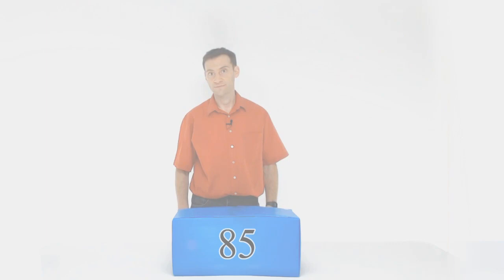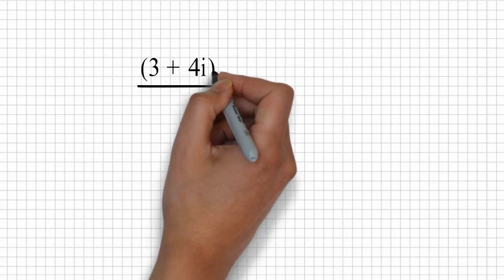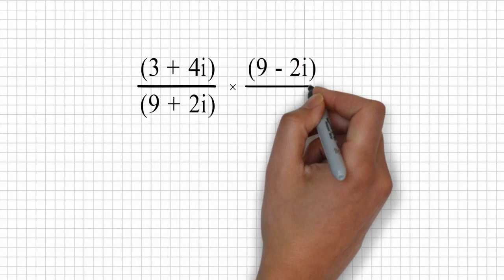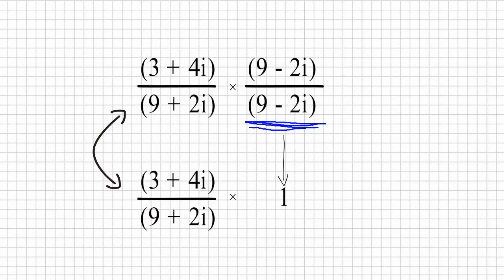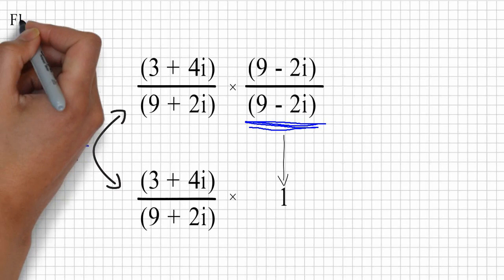What we can do is to multiply both the 3 plus 4i and the 9 plus 2i by 9 minus 2i. We can do this as 9 minus 2i divided by 9 minus 2i is equal to 1. So all we have done is multiplied our original calculation by 1, which doesn't affect the result. However, what it does do is allow us to use FOIL on both the numerator and the denominator.